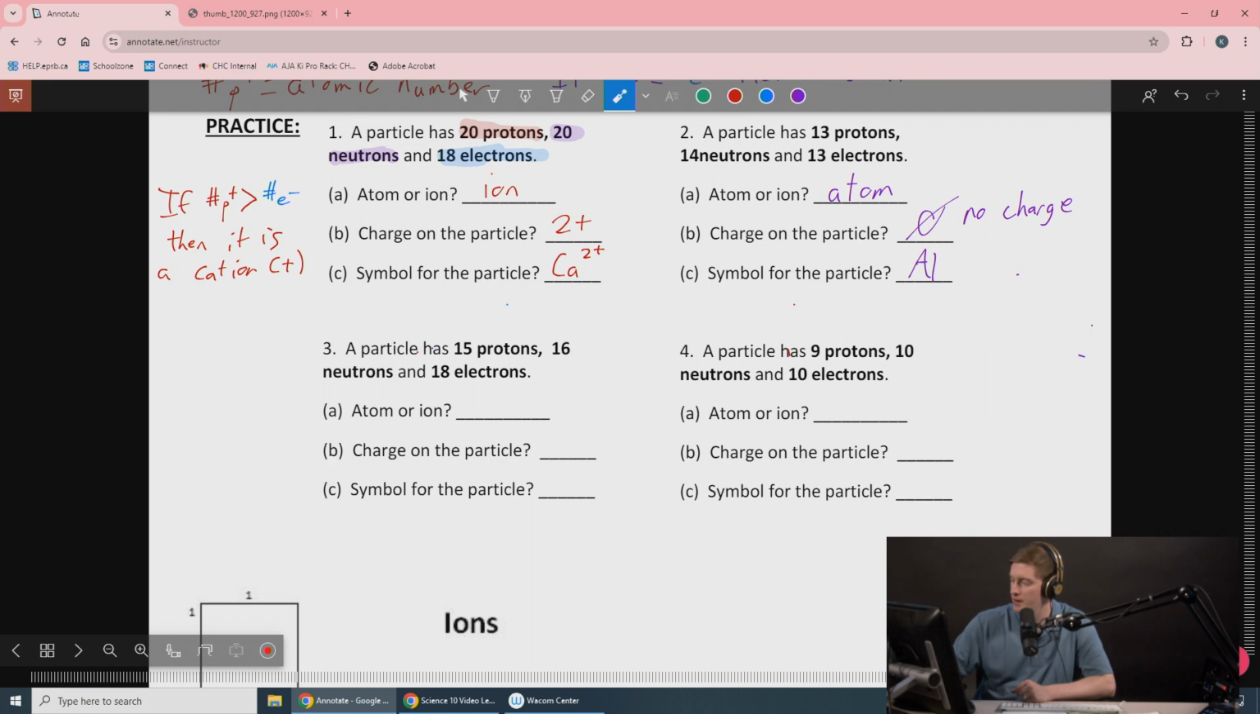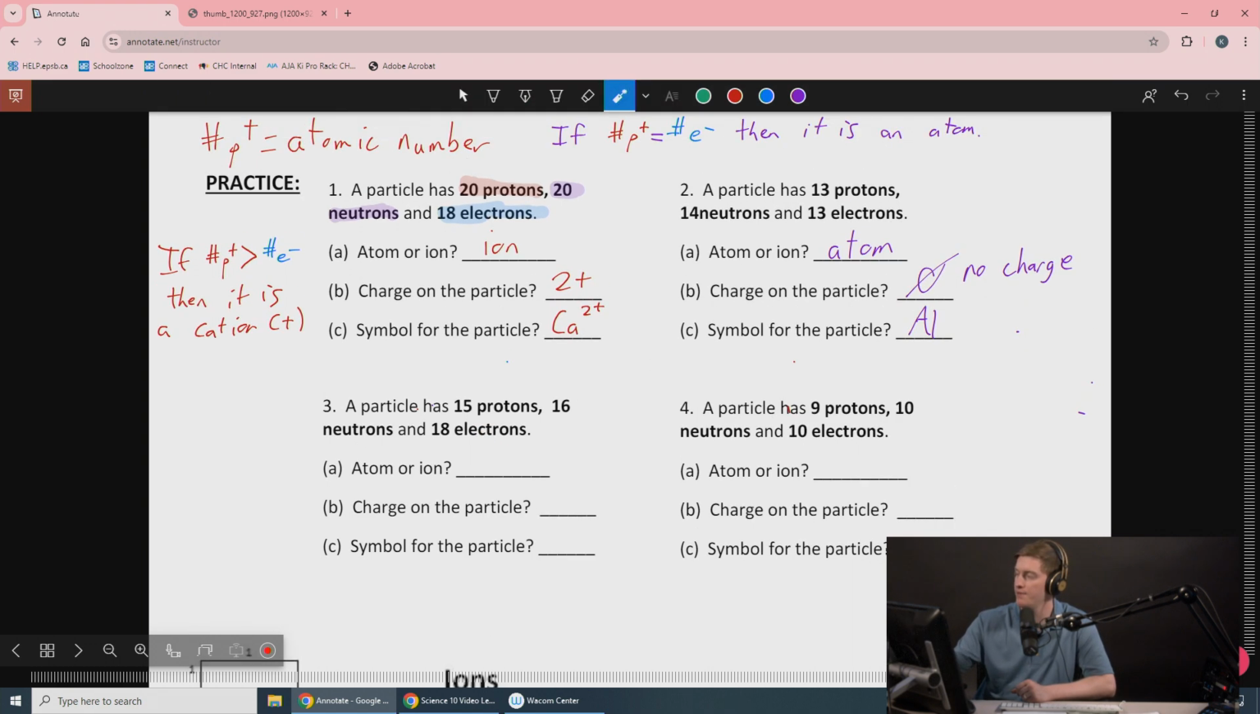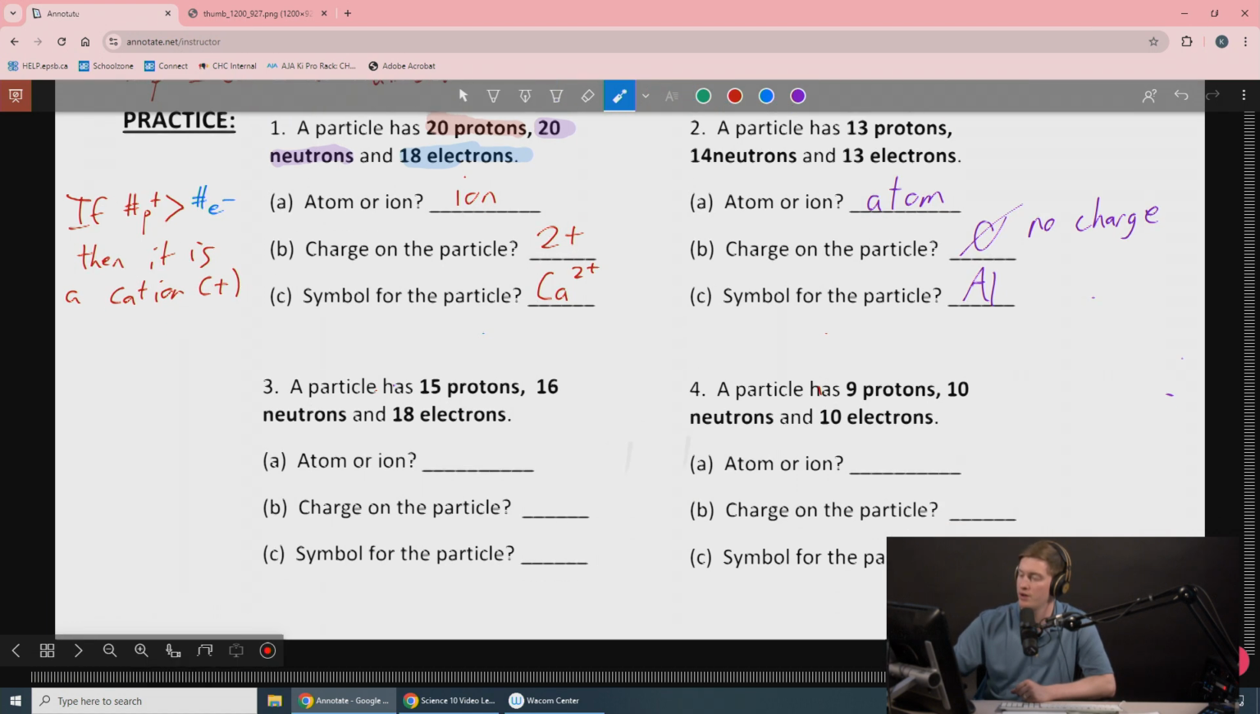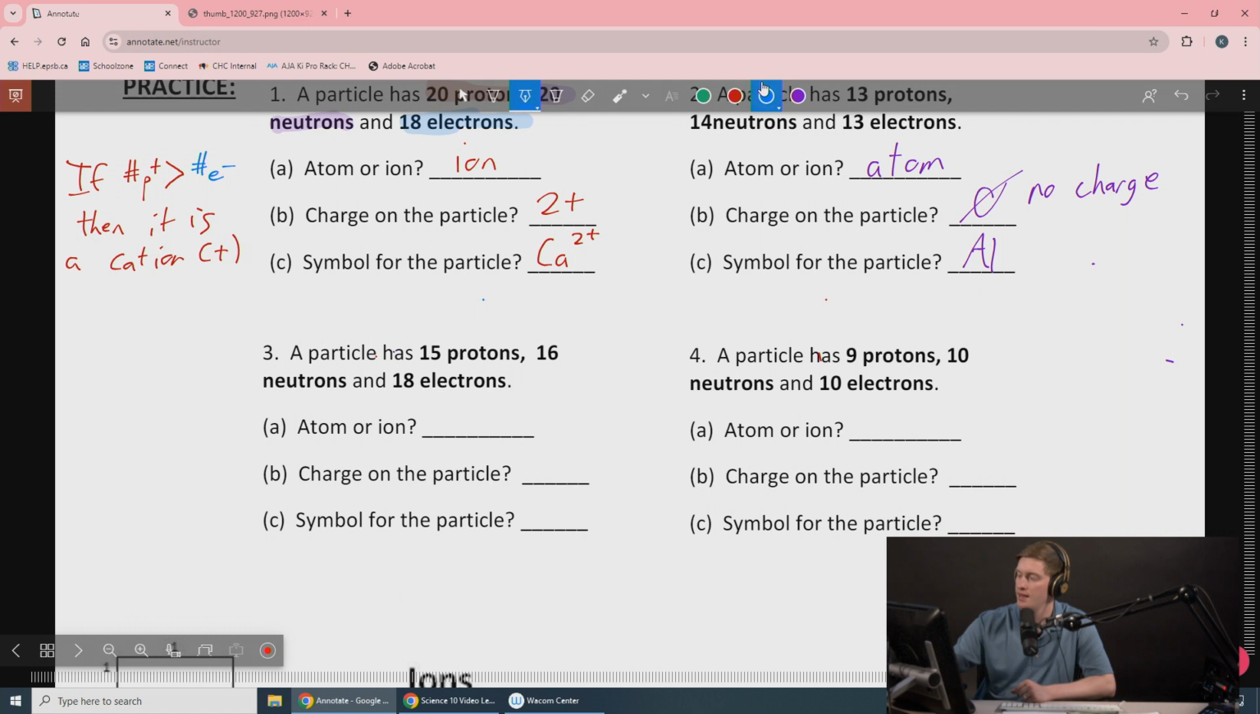Let's do number 3. A particle has 15 protons, 16 neutrons, and 18 electrons. Well, we already said that if the number of protons equals the number of electrons, then you have an atom. If the number of protons is greater than the number of electrons, it's a cation. Well, there's another possibility. If the number of electrons is greater than the number of protons, then it's an anion.